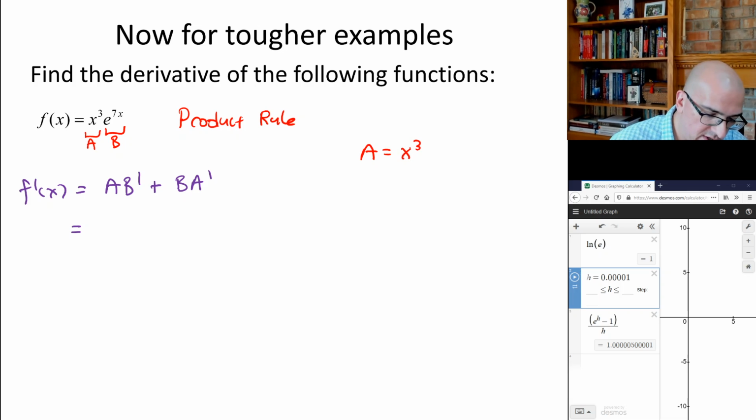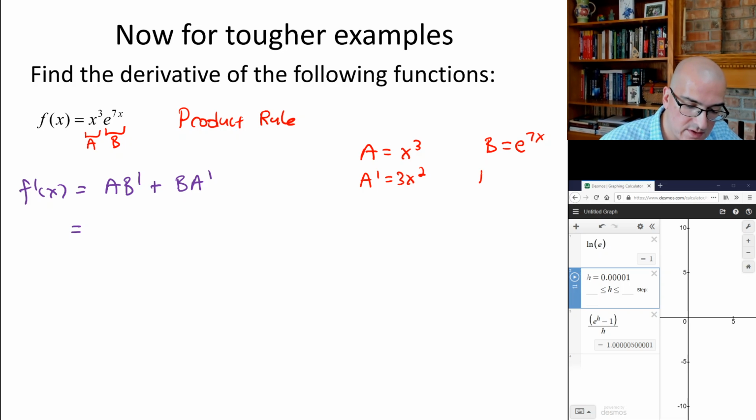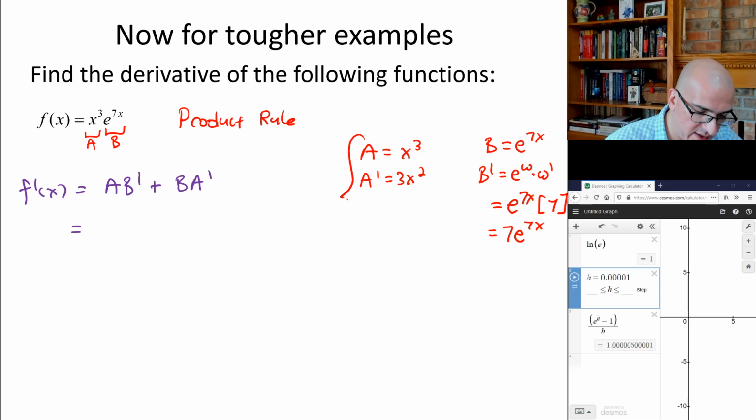A is x to the power of 3, so a prime is 3x squared using the power rule. B is e to the 7x. Here it's an e to the w type derivative, so b prime will be e to the w times w prime. So e to the 7x times 7, and I'll put that as 7e to the 7x. And we'll plug that into our product rule. So a is x to the 3, b prime, copying over from the right hand side, is 7e to the 7x, plus b, e to the 7x, times a prime, 3x squared.